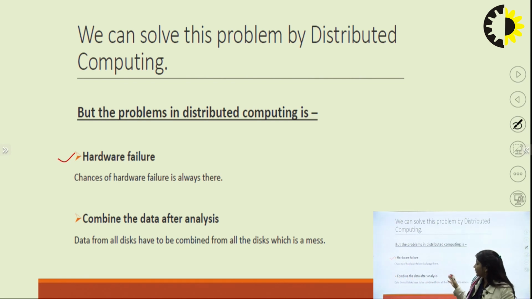Combine the data after the analysis. So this is the second problem. Data from all the disks has to be combined, which is a mess. I already discussed that if we have divided our task across different systems, then when we process that data, we have to merge and combine the data from all the servers or client systems. So this will be a mess. How can we finalize the final data?